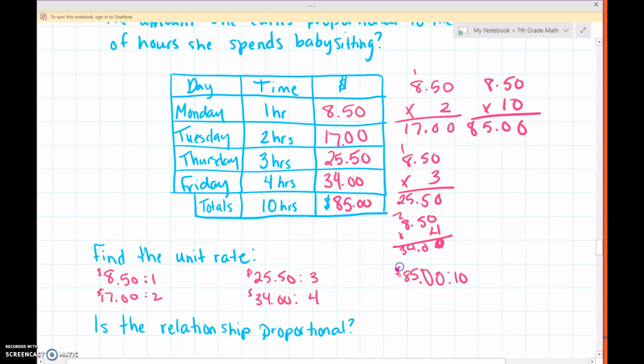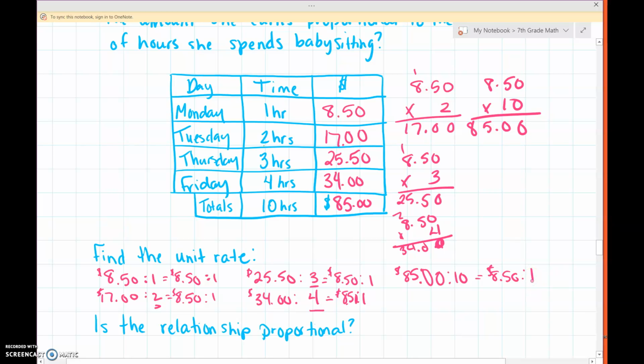to 10. Okay. So let's simplify. 8.50 to 1 is still 8.50 to 1. $17, remember, divide by the second. $17 divided by 2 is $8.50 to 1. $25.50 divided by 3 becomes $8.50 to 1. 34 divided by 4 is $8.50 to 1. And $85 divided by 10 becomes $8.50 to 1.